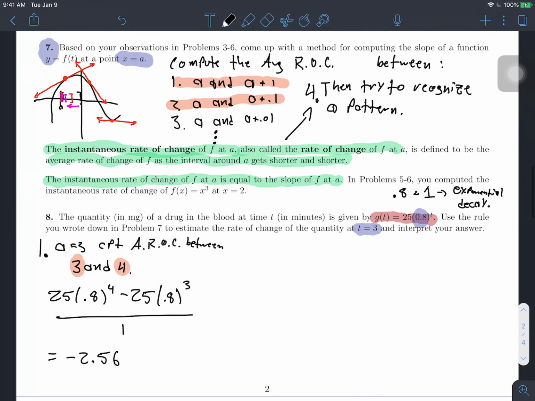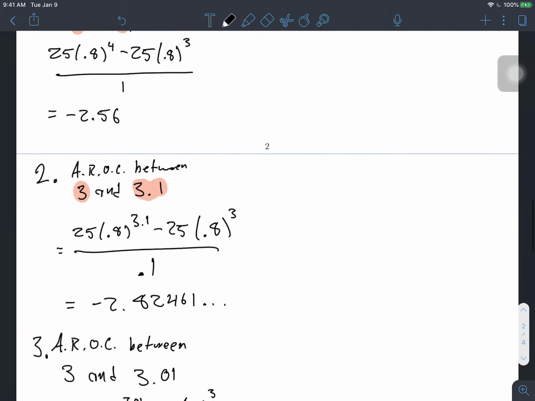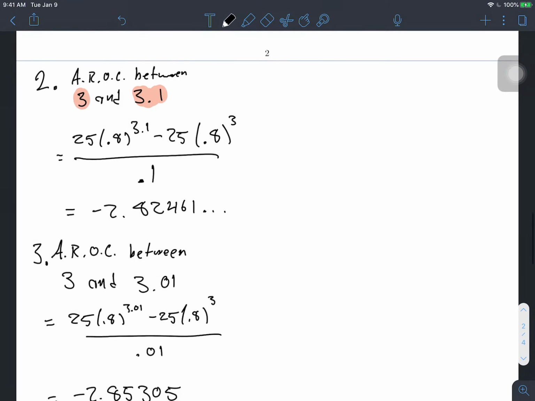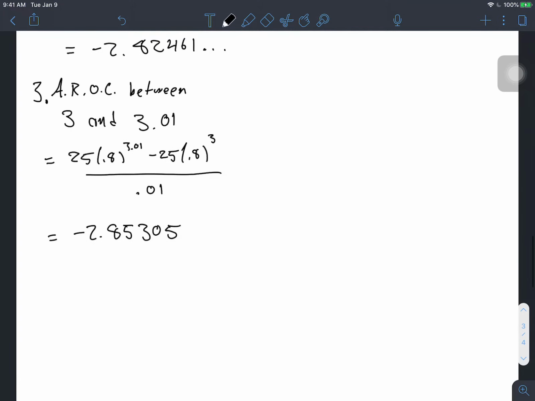Step 4 here is then try to recognize, wow, that's a really bad word there. I did not write that properly, did I? Then try to recognize a pattern, okay? So we've got 3 steps and we're trying to recognize a pattern. So first I had negative 2.56, then I had negative 2.82, and I had negative 2.85305. If I took it one step further and did between 3 and 3.001, I would get something like negative 2.85592.